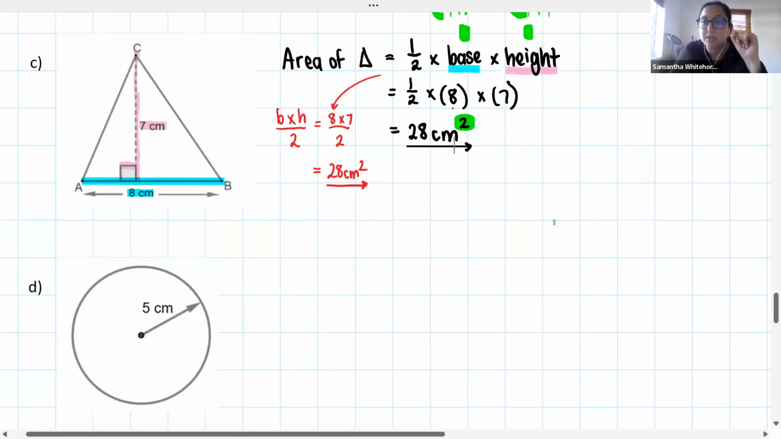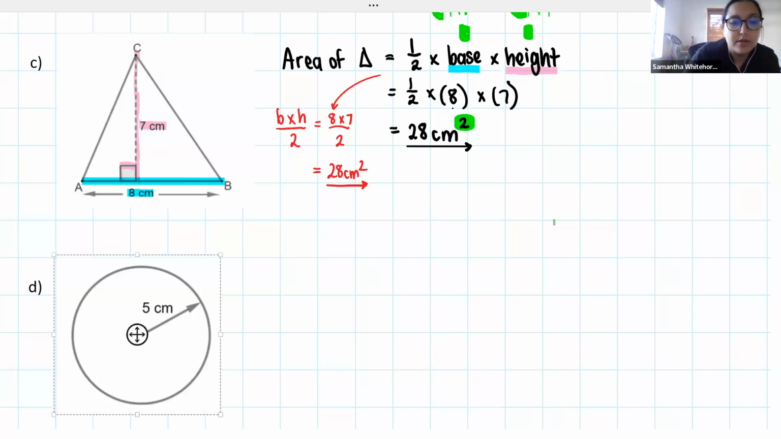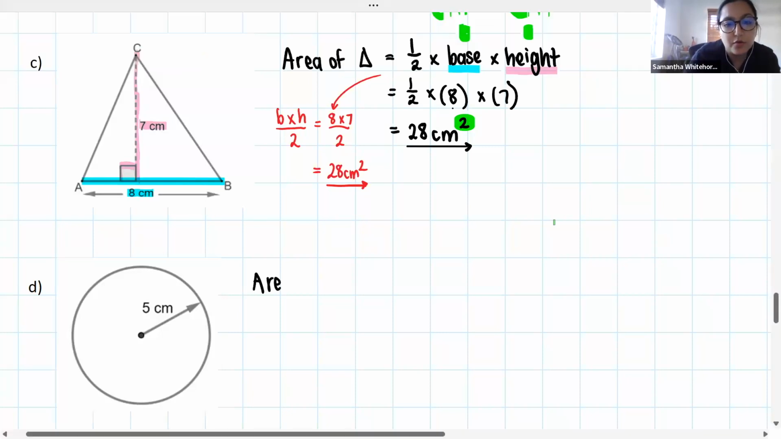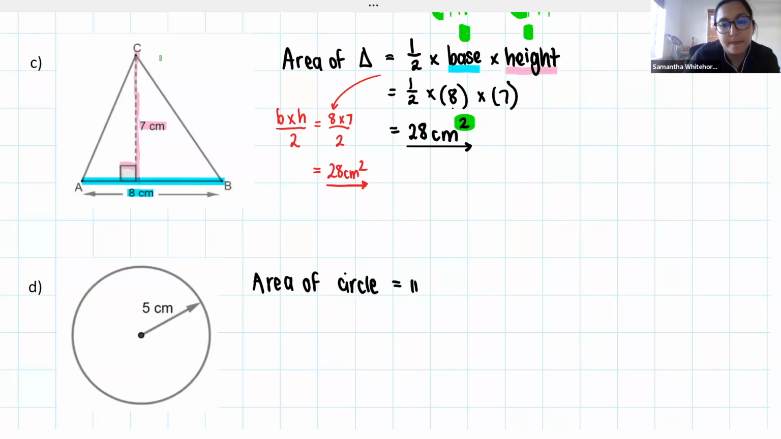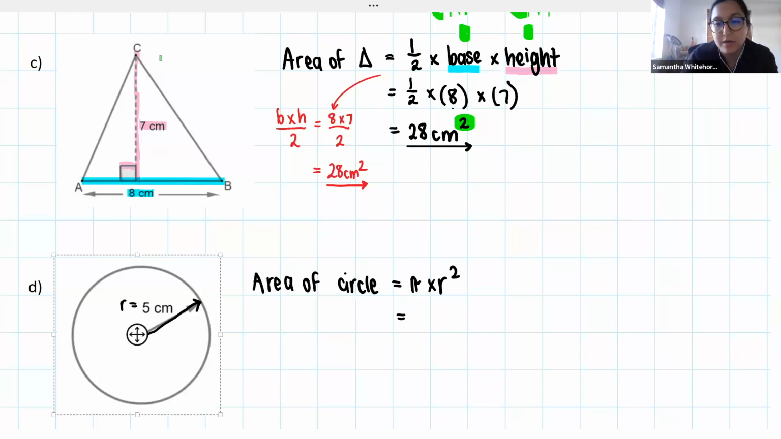So question D, guys, is a circle, and we know that the area of a circle, if you go back to your screenshot or your formula list, is pi r squared. Pi times r squared. In this case, I've been really nice. I've given you the radius. And remember, your radius is from the center of your circle to one point on your circumference. The diameter is all the way across your circle through the center. So this would be pi times 5 squared.